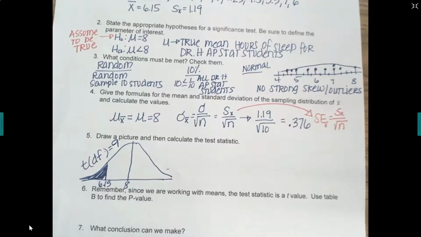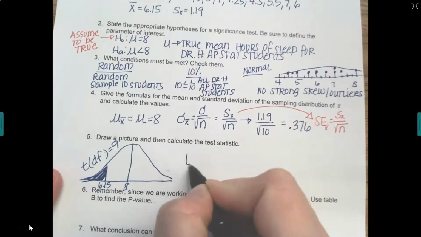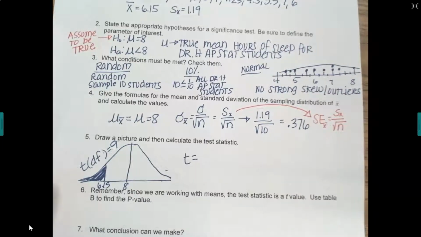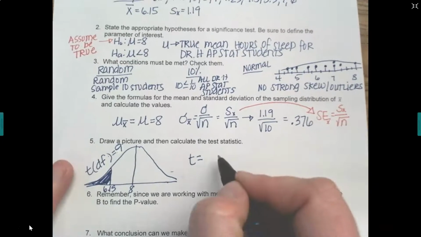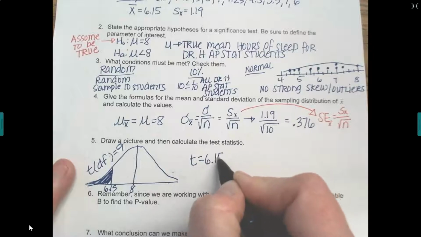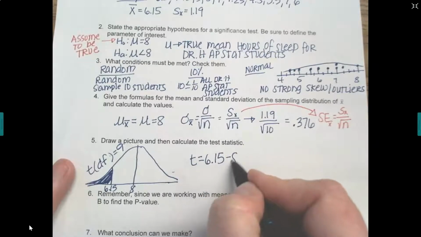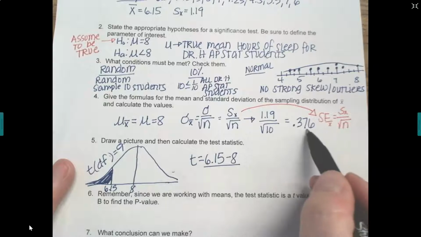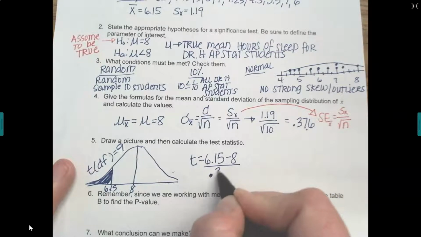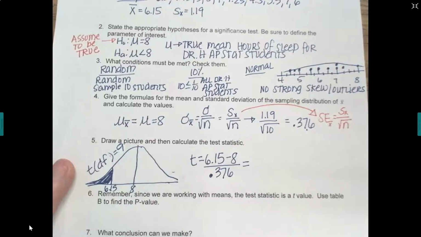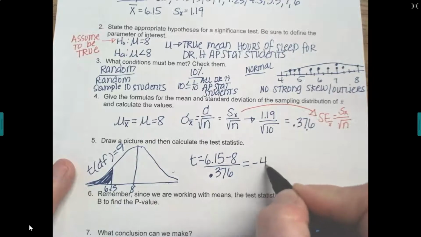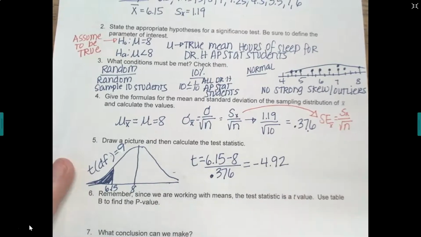So the t-distribution to get your test statistic looks very similar to doing the z-score. It's the same formula, it's just where some of the numbers come from, or where you look, is going to look a little different. So instead of z, we're going to write t, our test statistic. Our score of interest was the 6.15 that we got in our sample, minus the claim of 8, divided by that standard error that we got back over here, 0.376. And when I got that, I got negative 4.92.